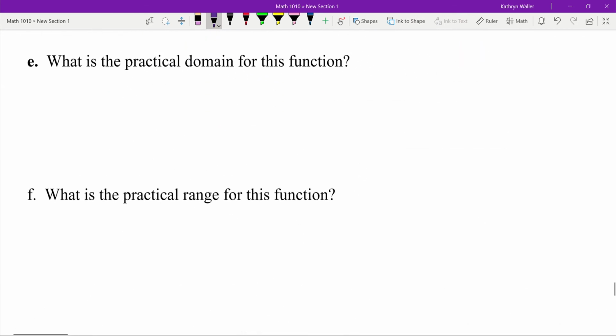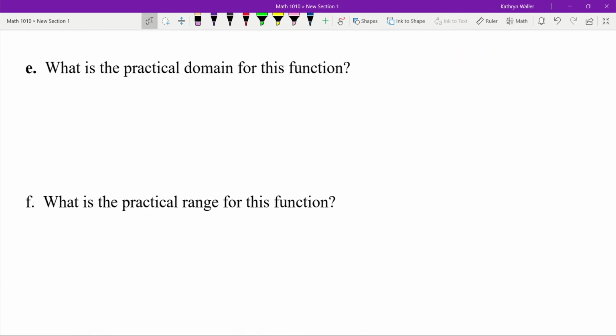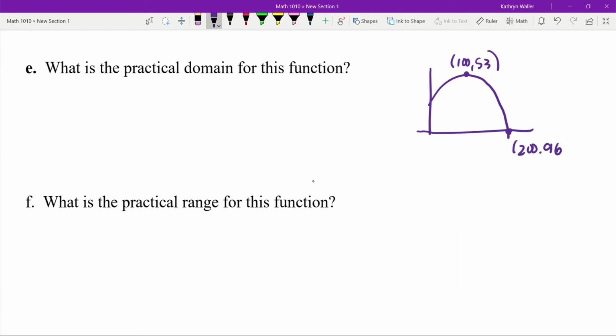Okay, practical domain, practical range. Everybody do this. Draw your picture. Goes like this. Okay? This peaked out right here at 100,53. That's your vertex. We figured out that it hits the ground at 200.96. Is that what it was? I can't believe I remembered that number. 200.96, comma 0. 956? Dang.